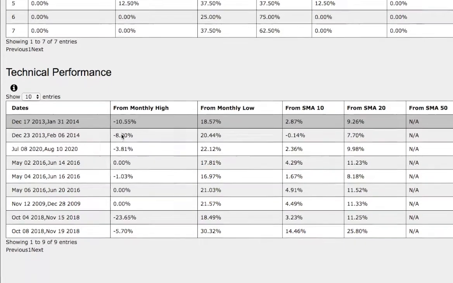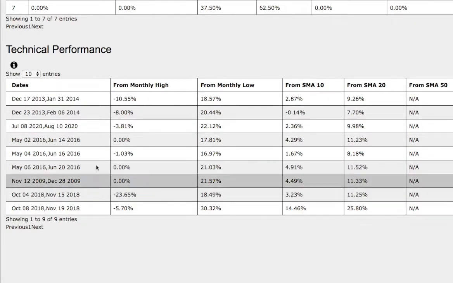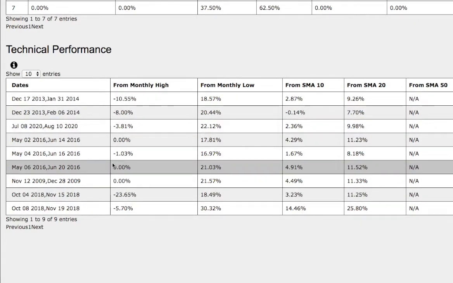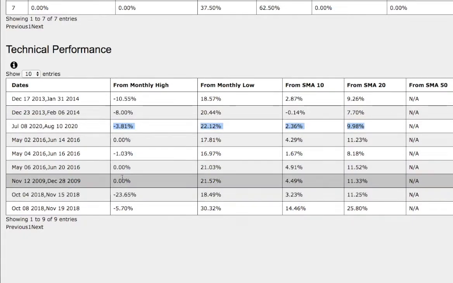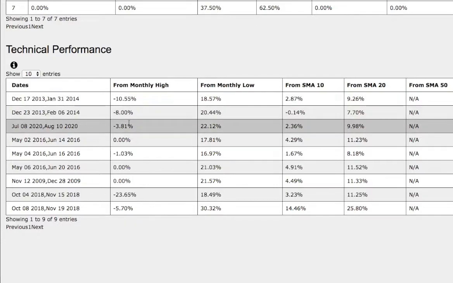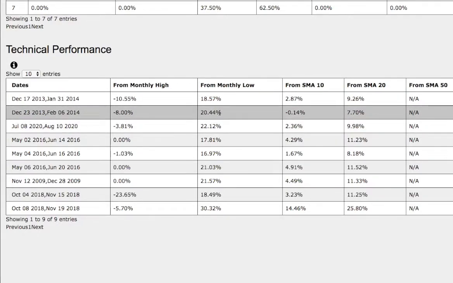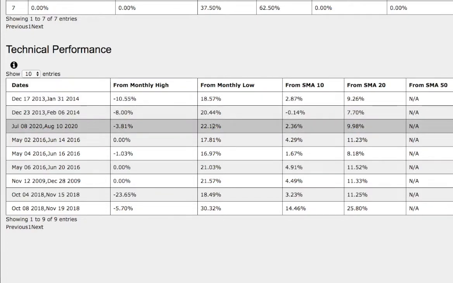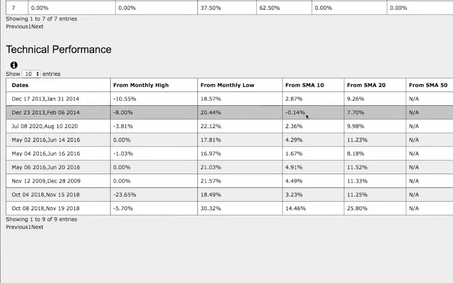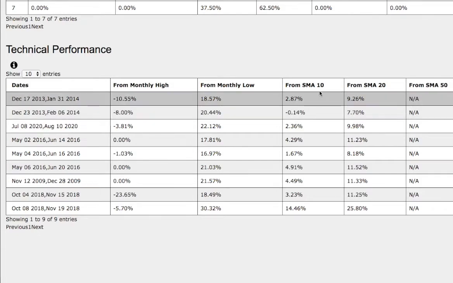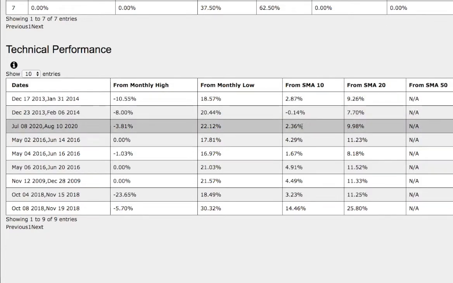If we examine closer the technical performance of each trend, what we have here is the current trend right here, and we compare it to the trend that we just found, and that is here as well. Back then it was down 8% from monthly high. Compare that to the current trend, down 4% from monthly high. And back then it was up 20% from monthly low. Compare that to the current trend, up 22%. And back then it was down 14 basis points from the 10 simple moving average. Compare that to the current trend, up 2.4%.